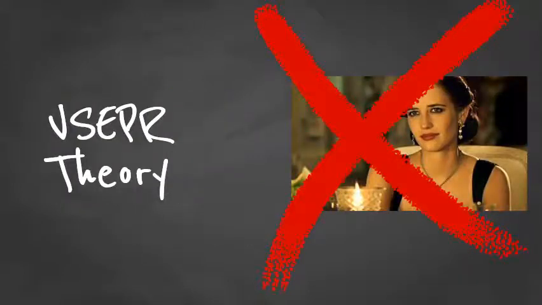So everything that I've just been describing up to this point is called VSEPR theory. And when I hear the word VSEPR, I always think of this character here to the right. She's in Casino Royale, a movie with James Bond, and her name is Vesper. So we're not talking about her. Instead, I'll give you the abbreviation for what VSEPR does stand for.